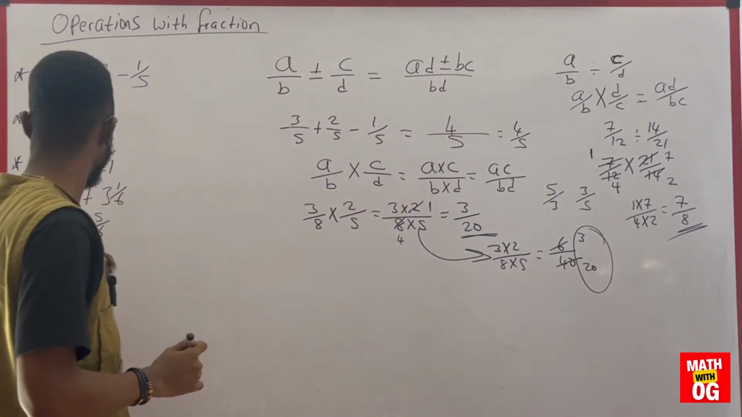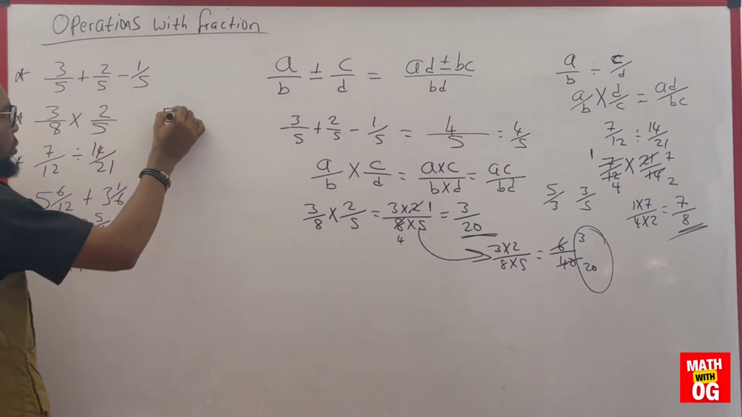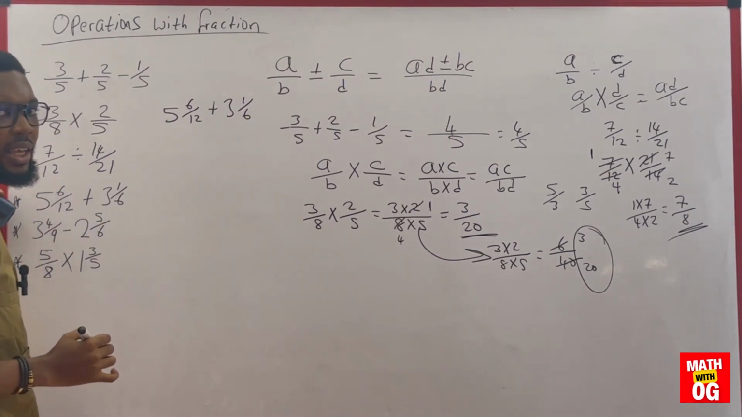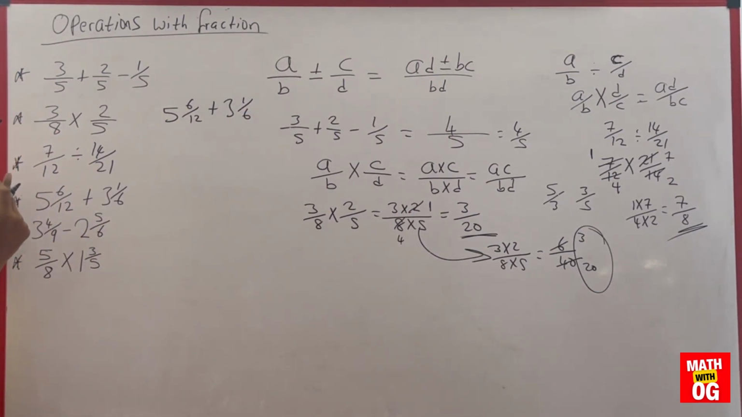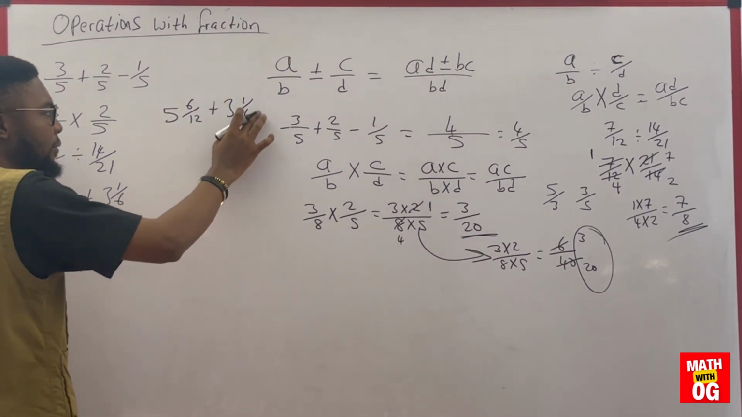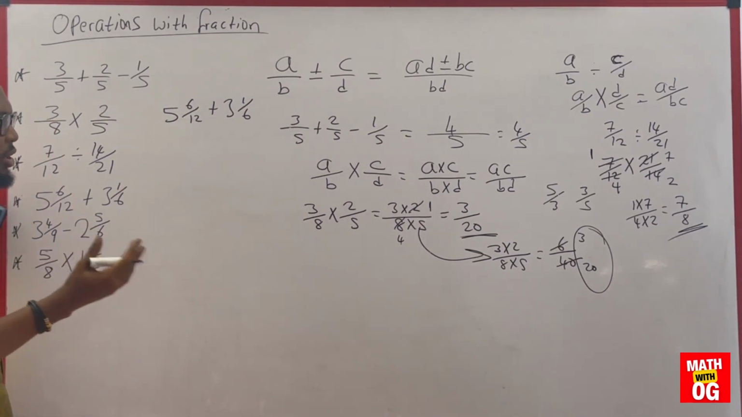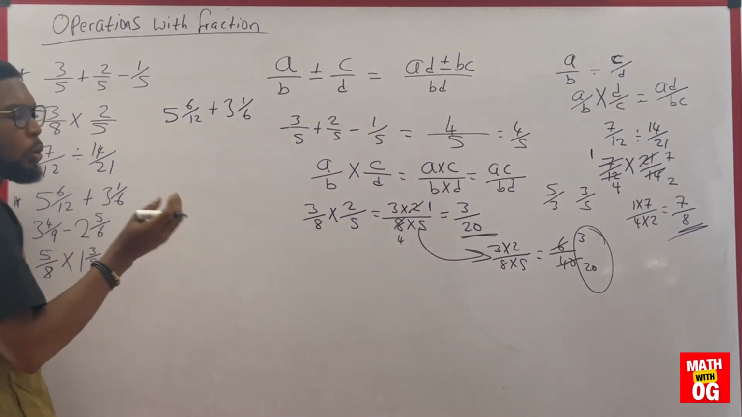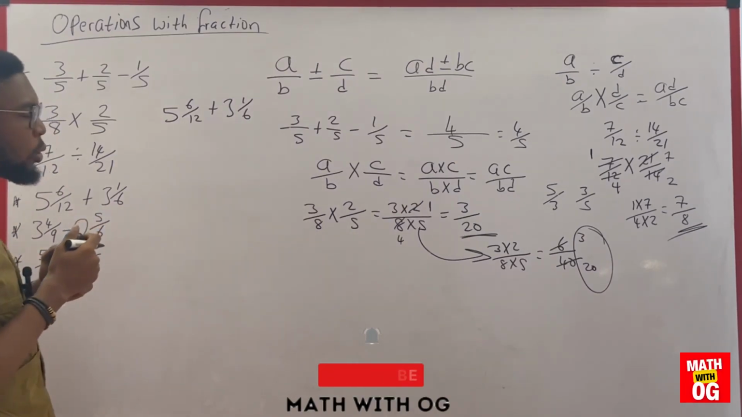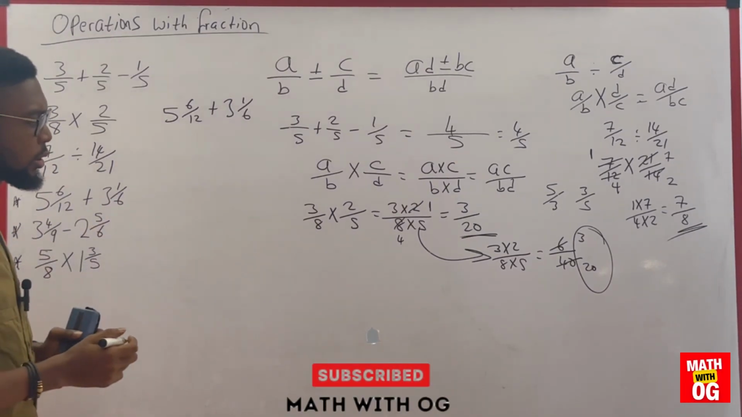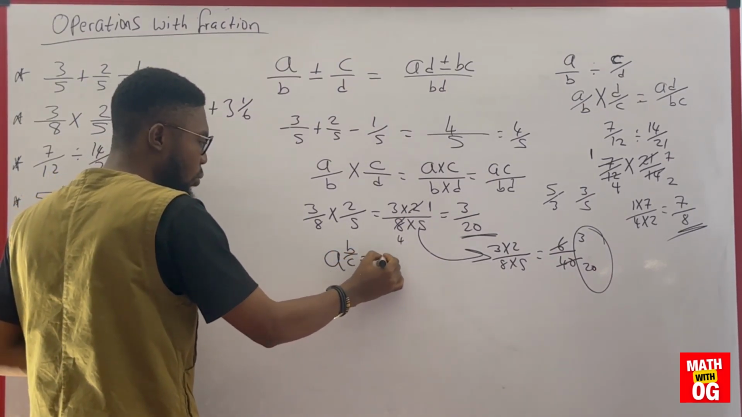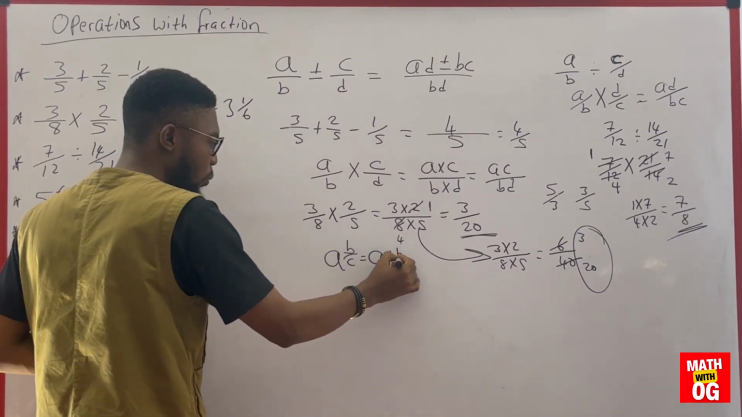Now the next question. We are given 5 whole number 6 over 12 plus 3 whole number 1 over 6. Whenever you are given a question in mixed fractions, you can solve it in two ways. One of the methods is to convert to improper fractions. We've done that already. Convert to improper fractions, then you add. The second method is to add the whole number part and add the fractional part. Before we proceed to adding the whole number part and fractional part, note that a fraction in the form a whole number b over c is equal to a plus b over c.